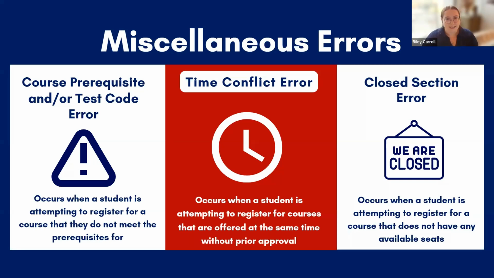Next is the time conflict error. This error code occurs when a student is attempting to register for courses that are offered at the same time without any sort of prior approval. You cannot register for two classes happening at the same time unless it's an asynchronous class, because that can occur at any time. In limited cases, departments sometimes are able to accommodate taking classes at the same time, especially if there's maybe only a 5-10 minute crossover time. But you need to work directly with the instructors and the departments offering those courses to figure out what their policy is for getting a time conflict override.